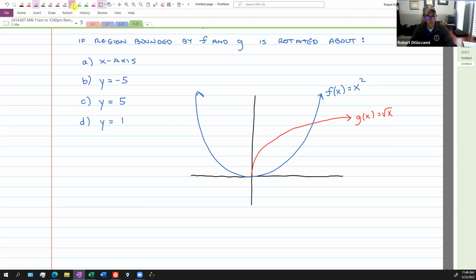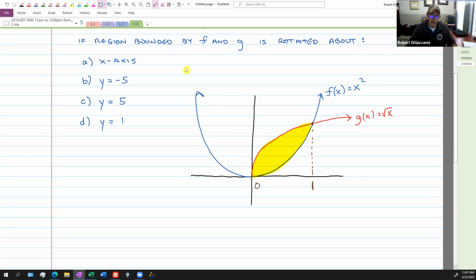The region bounded between the two is obvious, I hope. I also hope it's obvious where they intersect. You could set them equal to one another, but I would trust that you could get the two solutions, 0 and 1, right? We want to take that and rotate it around four different axes. We good to go? Can we proceed?